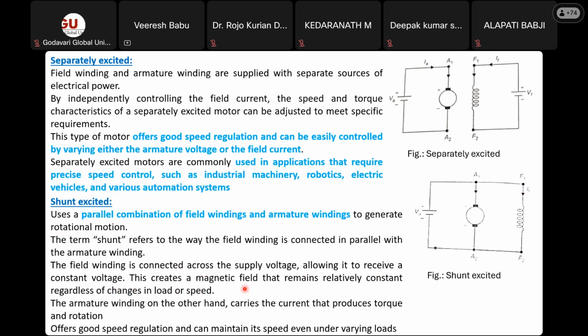This creates a magnetic field that remains relatively constant regardless of changes in load and speed. The armature winding, on the other hand, carries the current that produces torque and rotation. It offers good speed regulation and can maintain its speed even under varying load conditions. It tries to maintain the speed regulation.